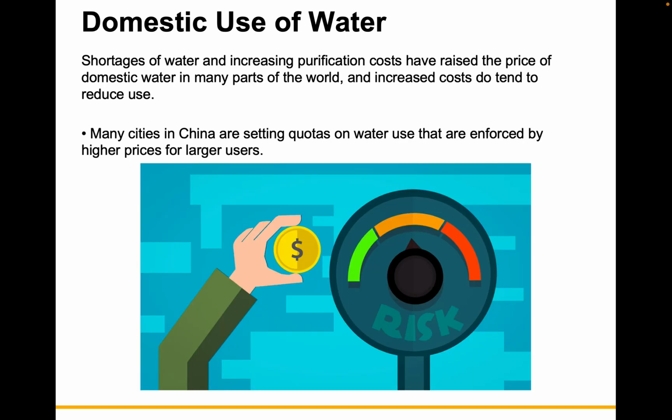Shortages of water and increasing purification costs have raised the price of domestic water in many parts of the world, and increased costs do tend to reduce use. Many cities in China are setting quotas on the water use that are enforced by higher prices for larger users.